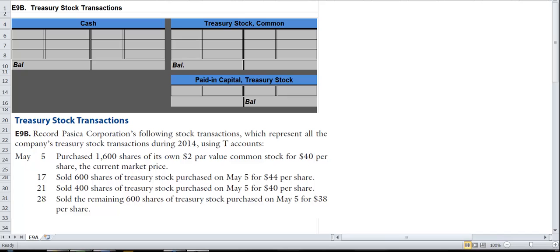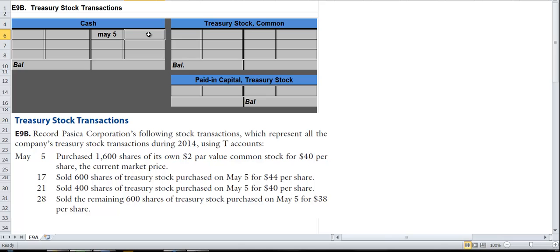On May 5th, it says that we purchased 1,600 shares of our own $2 par value common stock for $40 per share. So the first thing that occurs here on May 5th is we purchased 1,600 shares, so we're going to credit cash, and then we are going to debit our treasury stock account for the amount that we purchased, and then we're also going to have to account for the difference in our paid-in capital account. So the first thing I'm going to do is credit our cash account. So this is May 5th.